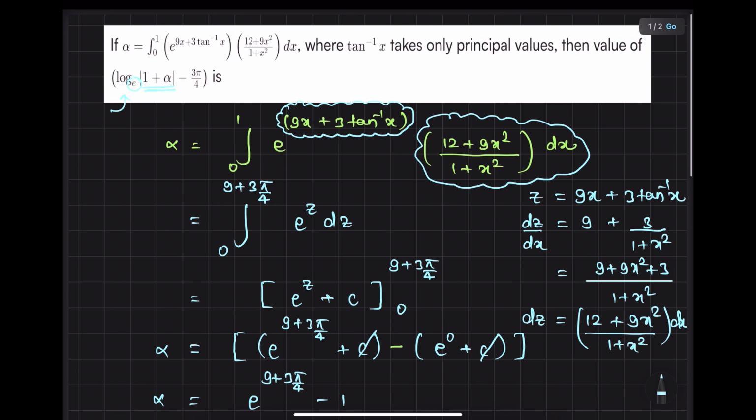I hope you guys got the idea and you can connect the dots which you have studied till date. Okay.